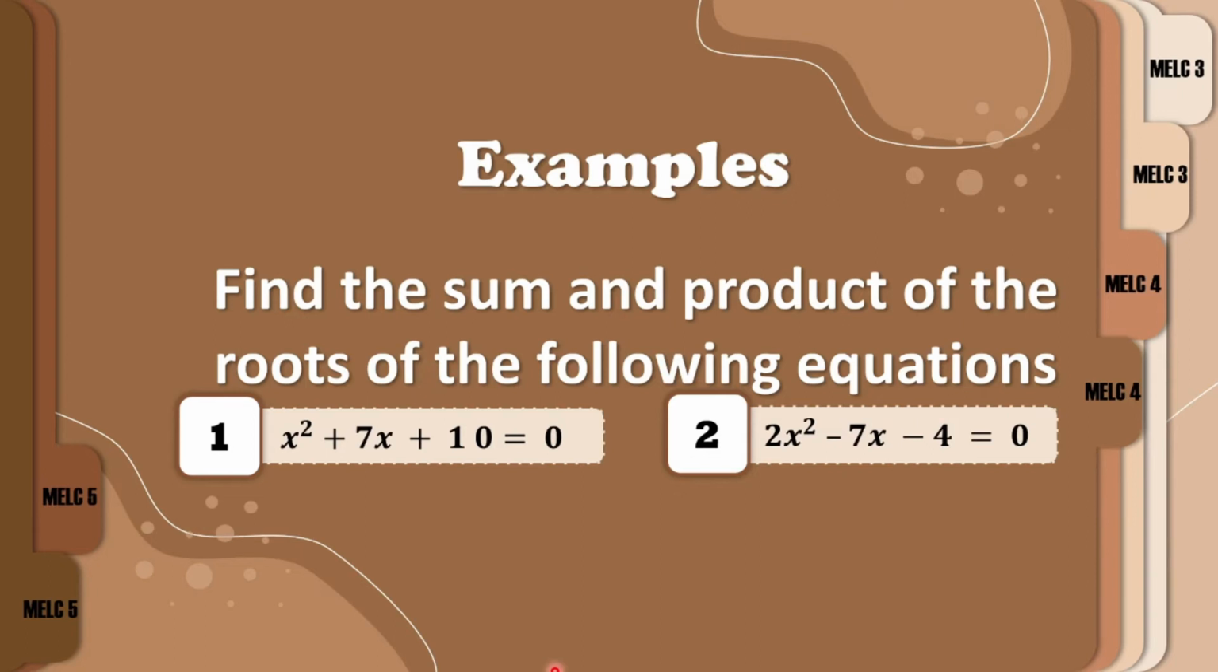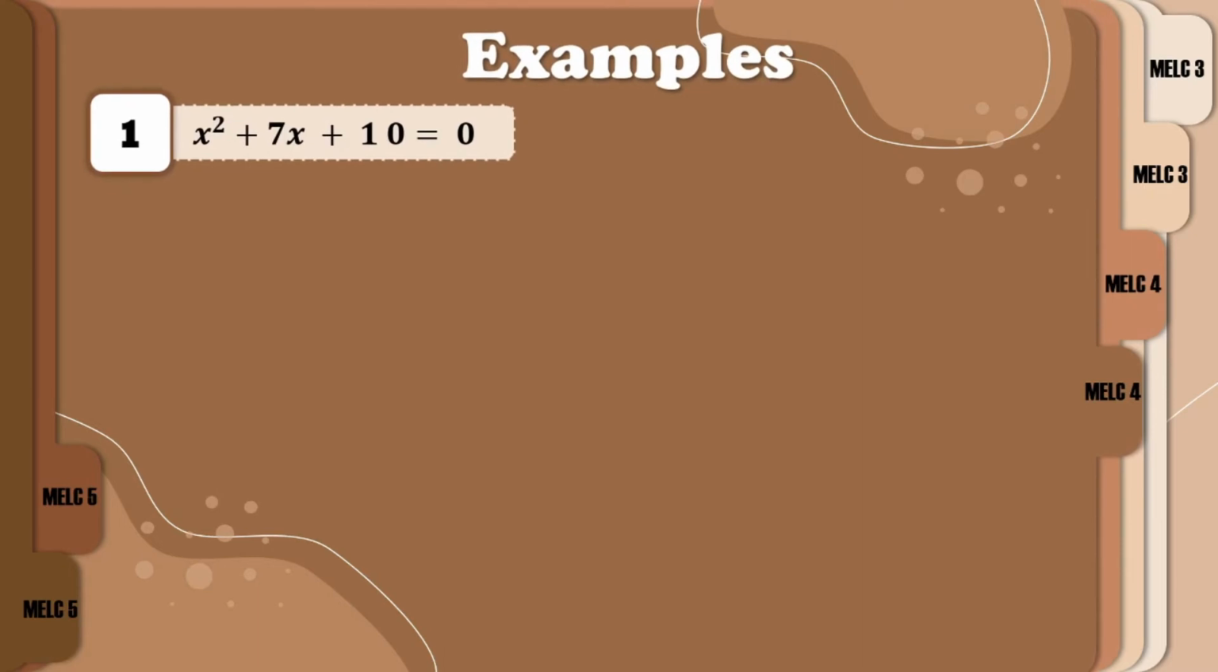So we have 2 examples. So let's proceed to our example number 1. We have x squared plus 7x plus 10 is equal to 0. So first step, we're going to identify the values of a, b, and c. So ganon kanina yung ginawa natin. We have a is equal to 1. Our b is equal to positive 7. And our c is equal to positive 10.